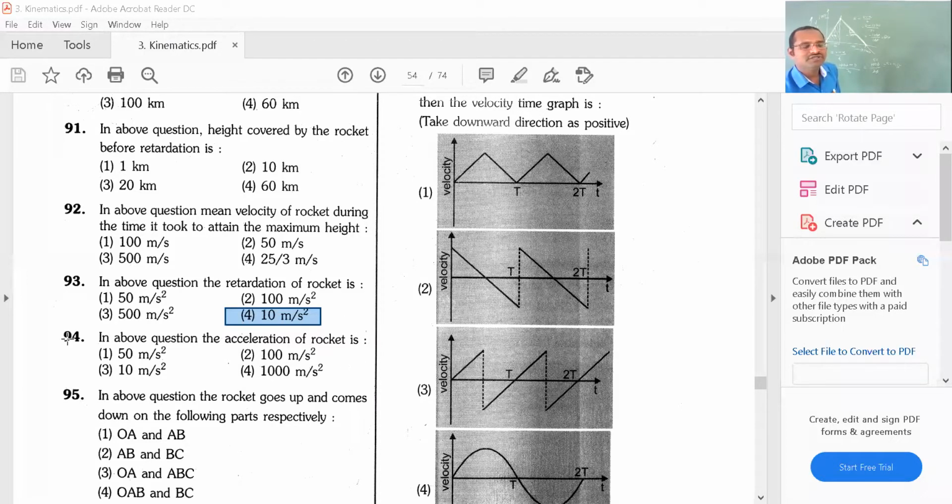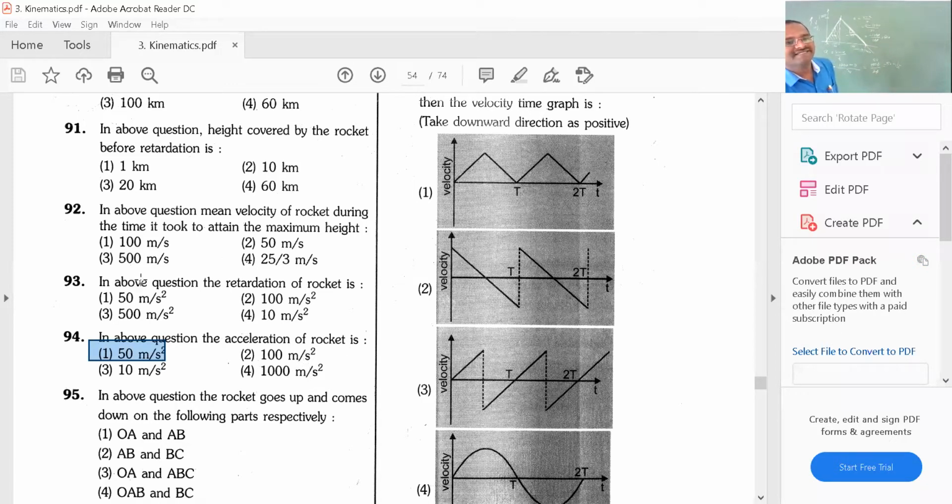See here, next question, 94. This is also just now I have solved. In the above question, acceleration of the rocket is how much? Just now we got 50 meter per second square. This is 50 meter per second square; just now I have calculated. Retardation is here. Acceleration is here. Both we have calculated just now.